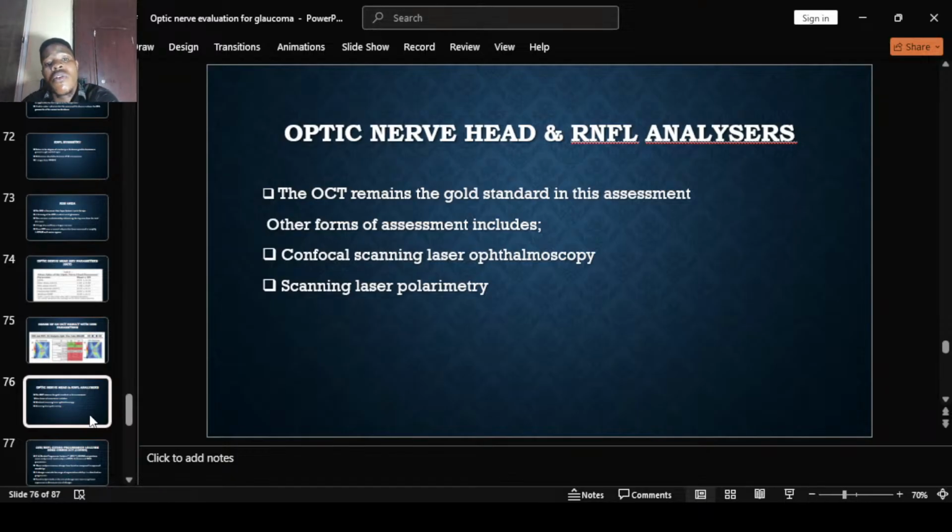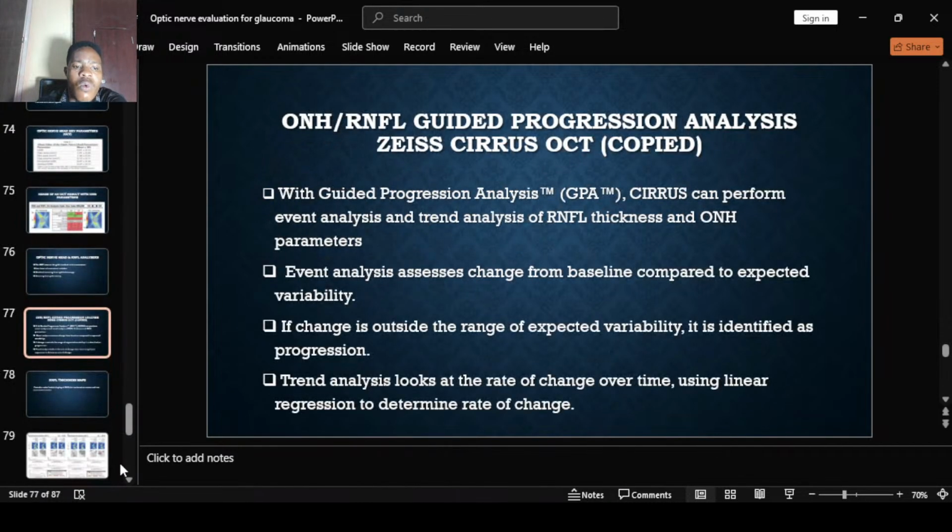Now, the OCT remains the gold standard in optic nerve head and retinal nerve fiber layer analyzers. So other forms of assessment include confocal scanning laser ophthalmoscopy and scanning laser polarimetry. Now we want to look at the optic nerve head and retinal nerve fiber layer guided progression analysis.